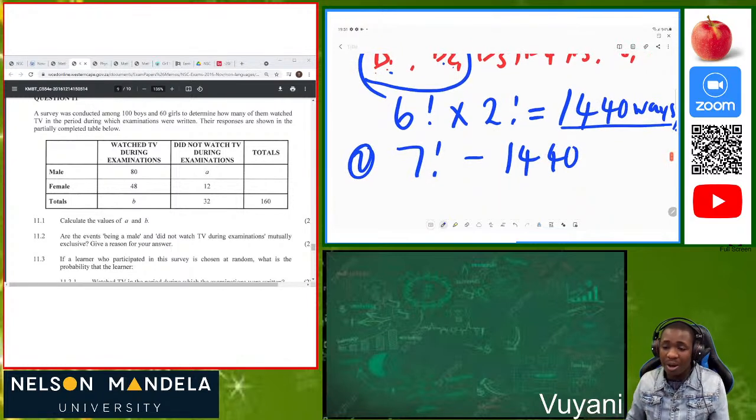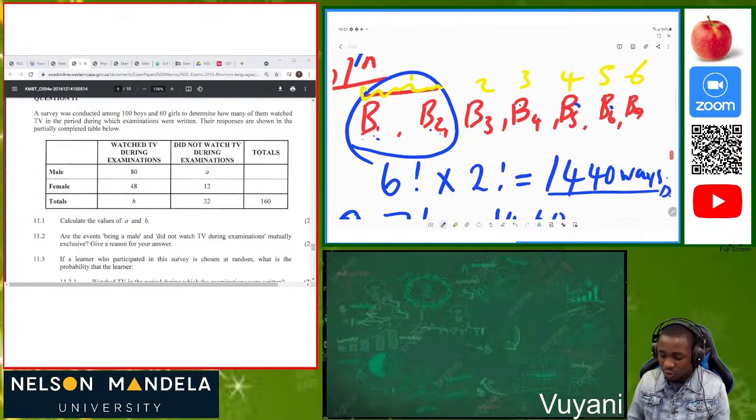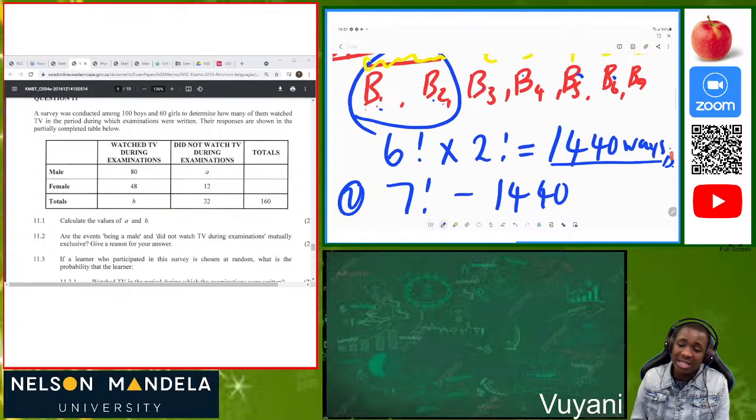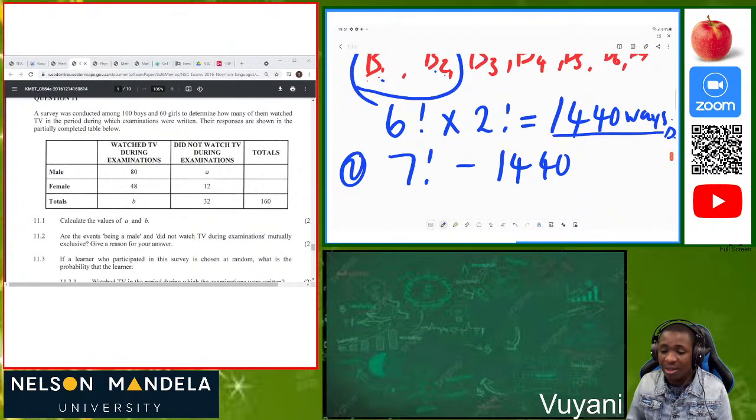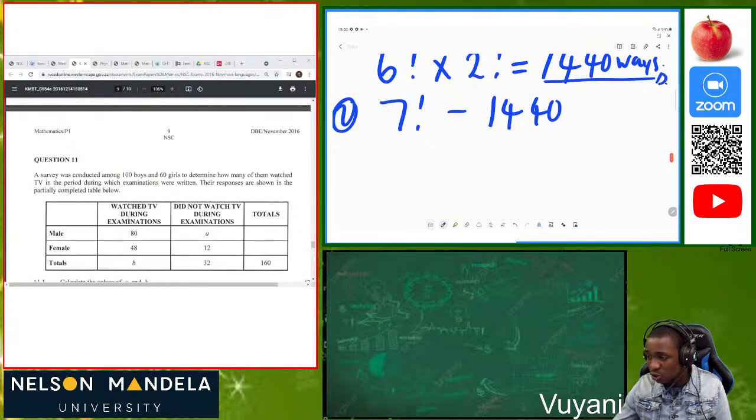There are 7 factorial ways if they were sitting randomly, where we were not treating them as 1. There's 1, 2, 3, 4, 5, 6, 7 places on the bench. But now we don't want them to sit together anymore, in other words we are detaching them. So the total is 7 factorial. Now we have to subtract the ways in which they can sit together, and since we found that the ways they can sit together is 1,440, we just subtract that so that we can proceed.